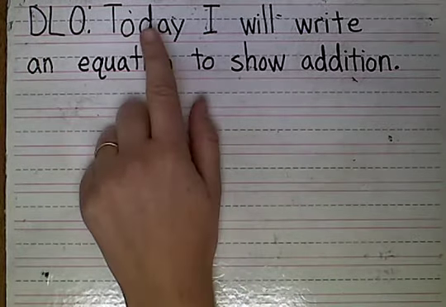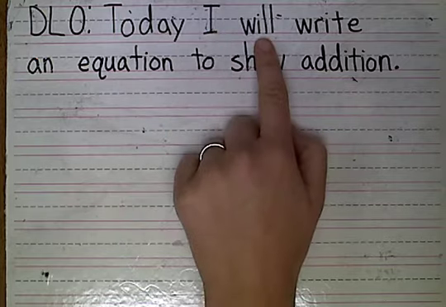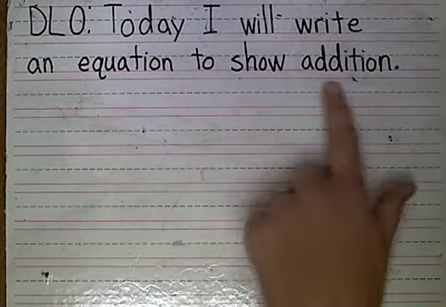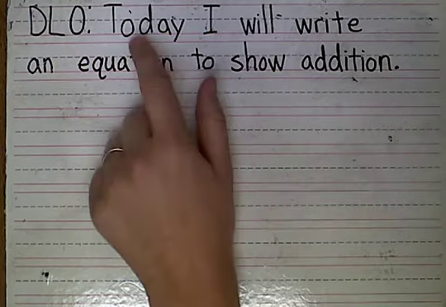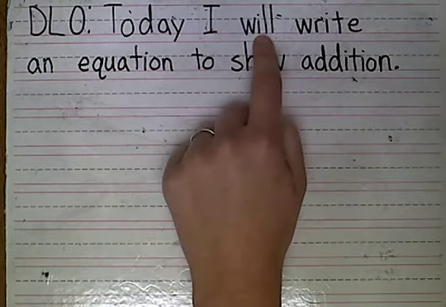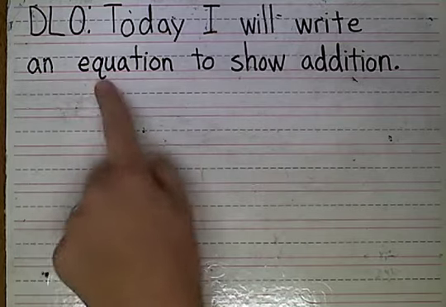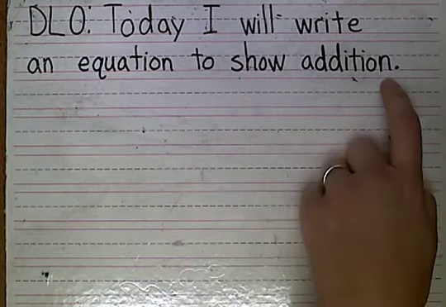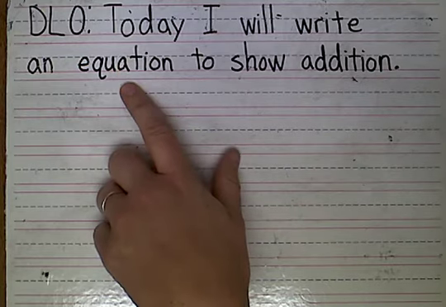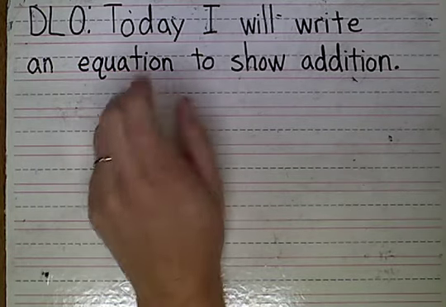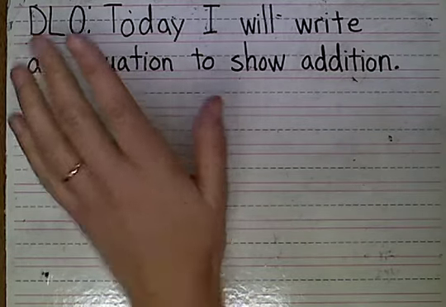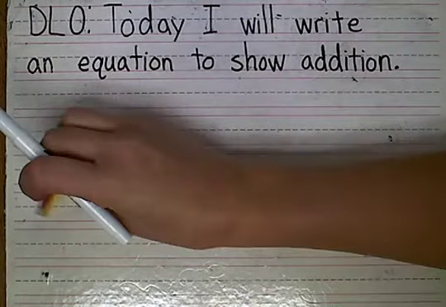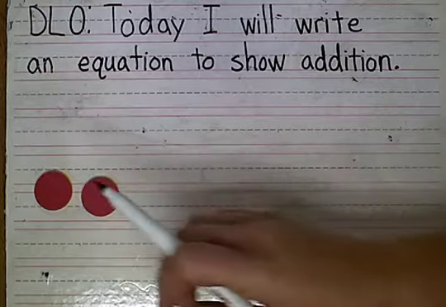I'll go first. Today I will write an equation to show addition. Now it's your turn. Today I will write an equation to show addition. An equation is a math term we use when writing a number sentence. So before we were writing, let me show you. Let me use my flippy chips as an example.